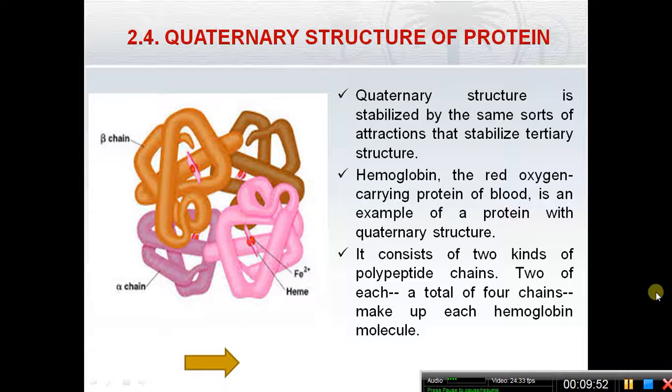Quaternary structure is supported by the same sources of attraction that support tertiary structure. Hemoglobin, the red oxygen-carrying protein of blood, is an example of a protein with quaternary structure. It consists of two kinds of polypeptide strands. Two of a total of four strands make up each hemoglobin molecule.